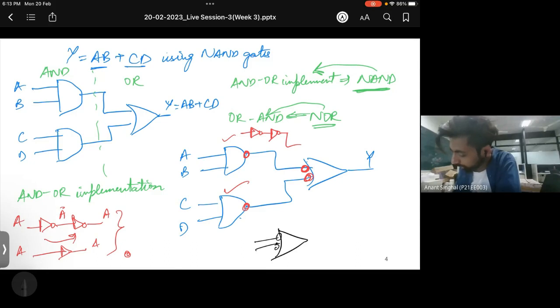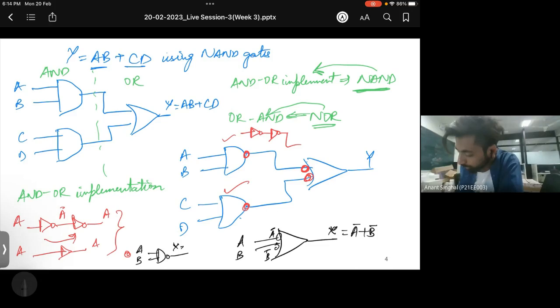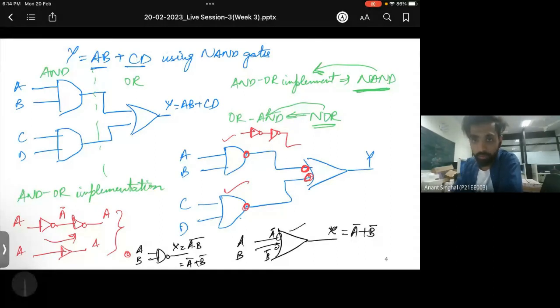Now let's suppose I give an input AB and we'll get something X, which will be nothing but, it will get the output of A bar and this will get the output of B bar. So it will be nothing but A bar plus B bar. And if I try to solve a NAND gate, AB, it will give an output of A dot B whole bar, which is nothing but A bar plus B bar. So you can see this NAND gate and this OR gate are equivalent, right? Did you get this? Anyone? Yes. So this is also an OR gate.